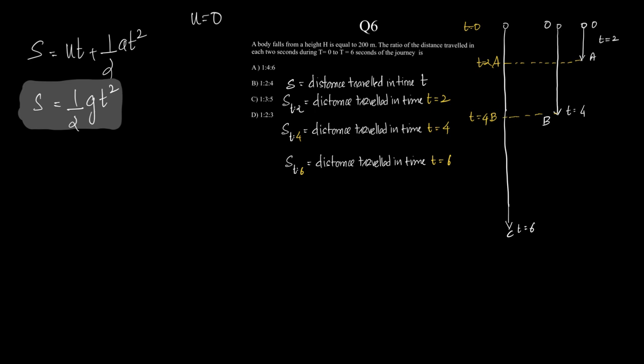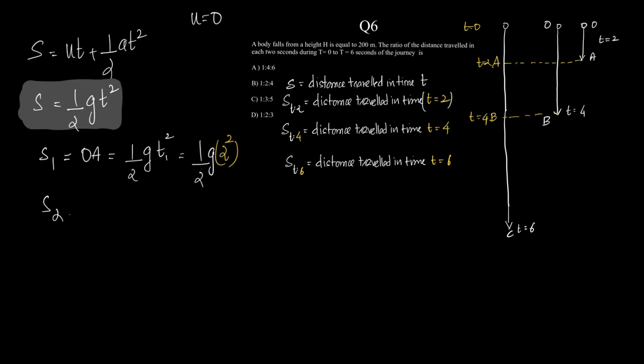Now, what is S1? S1 is OA, right? And what is OA? OA is equal to half into g into T1 square. What is T1? It is equal to the first time interval, which is t is equal to 2. So this becomes half into g into 2 square, right?